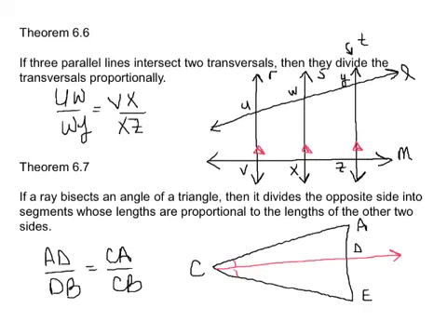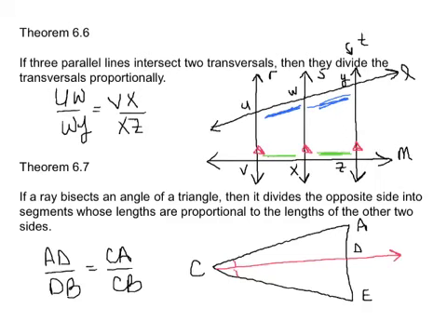Okay, let's say that again. I have 3 parallel lines intersect 2 transversals. Then they divide the transversals proportionally, which means segment over segment equals segment over segment. Okay? So if those are parallel and they intersect 2 transversals, then they divide the transversals proportionally. So we're going to use that to solve for some unknowns, of course.